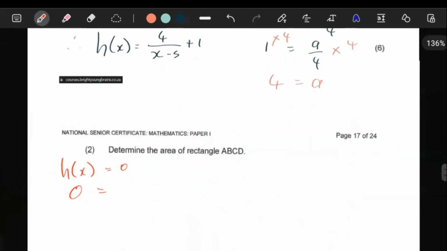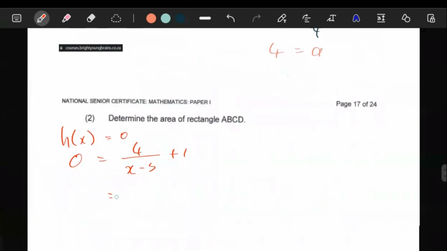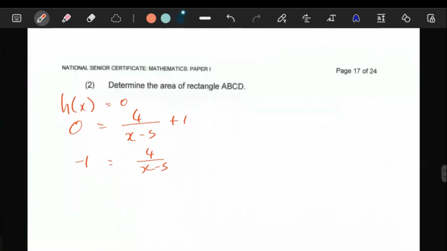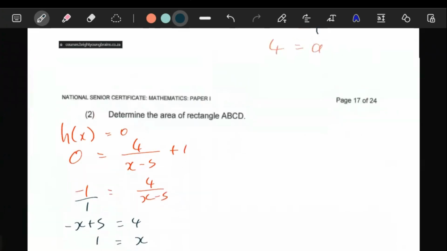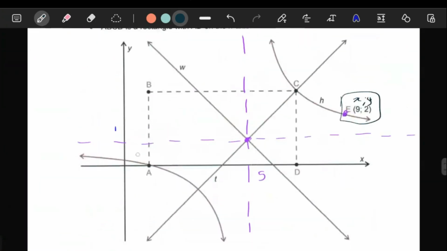So making the equation of H equal to 0, solving for x here. The 1 goes to the left. It's going to be negative 1, equal to 4 over x minus 5. And then here over 1. 1 times the 4 is a 4. Negative 1 times the bottom part is negative x plus 5. The x goes to the other side. 5 minus 4 is a 1. There you go. So that makes a lot of sense. The x value here is a 1, and the y value is a 0.